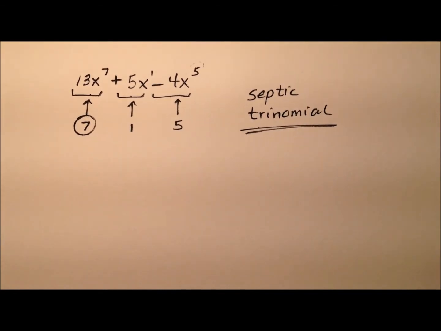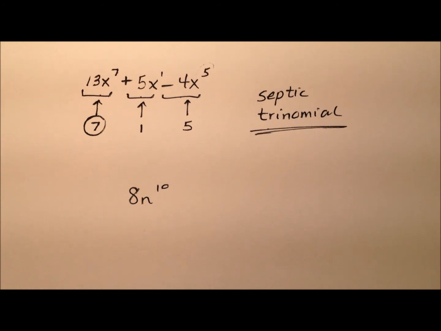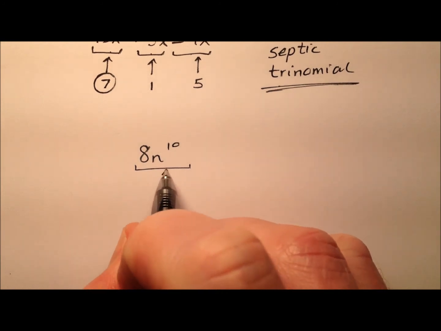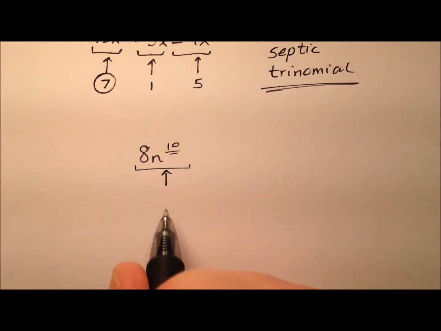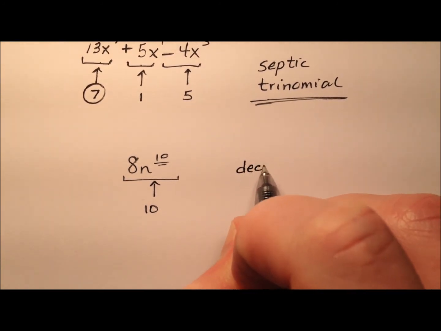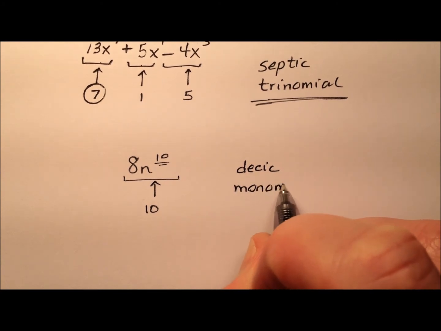Okay, and let's do one last one here as far as the classification here is concerned. We have 8n to the 10th. Looks like just a single term, so this is going to be a monomial, and it looks like its degree is 10, right? So 10 is going to be called decic, and so it's a decic monomial.